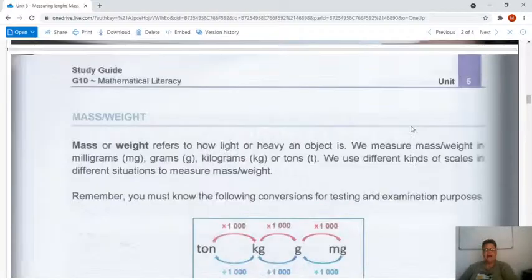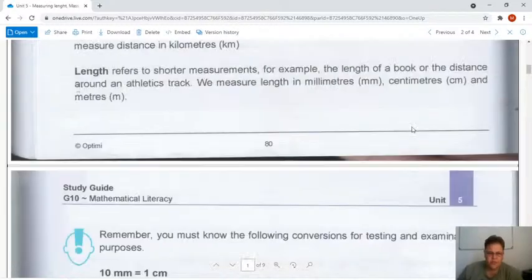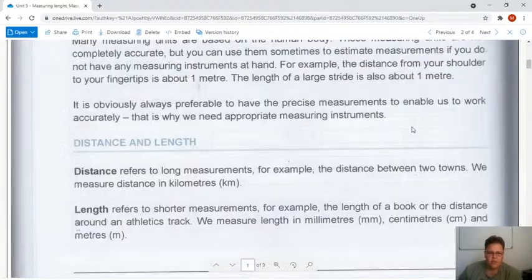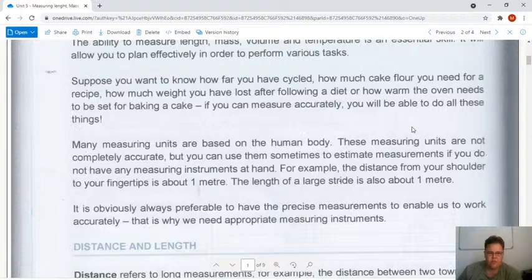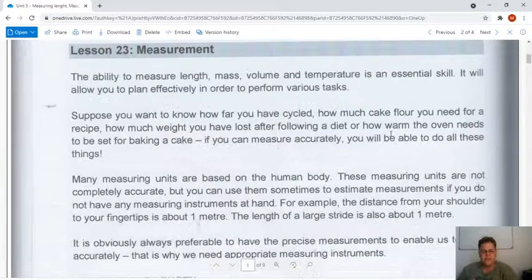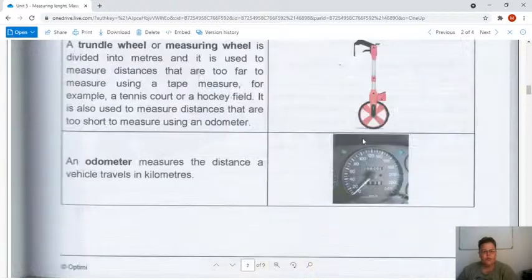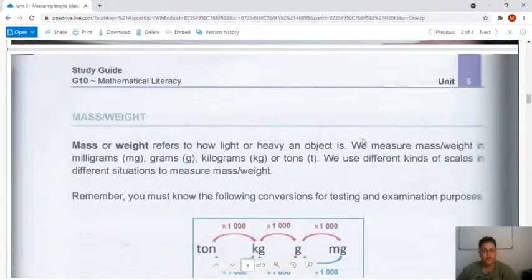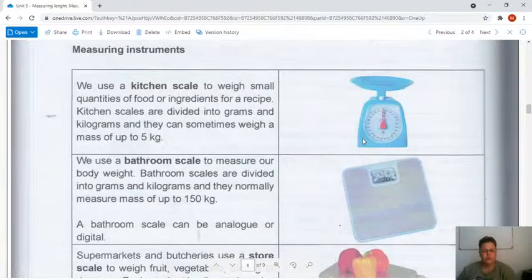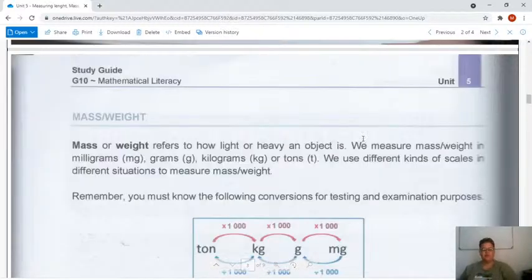Okay, now we have dealt with the first section of the lesson, which was measurement. Now we are going all the way back down to mass and weight. Now, what is mass and weight?